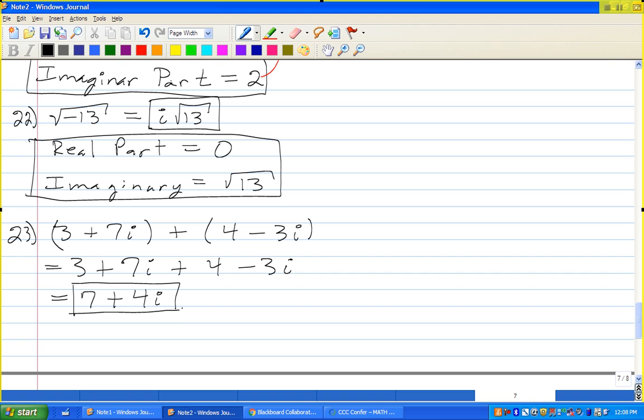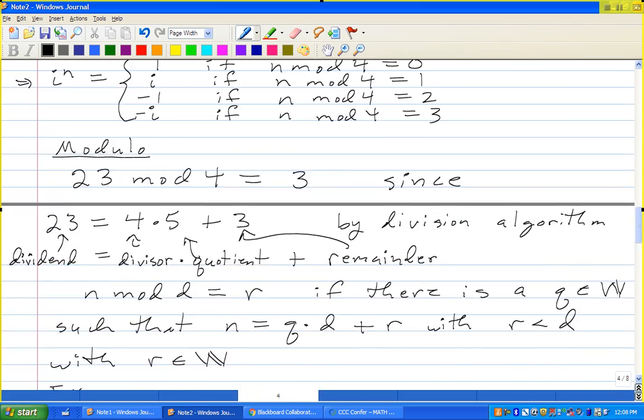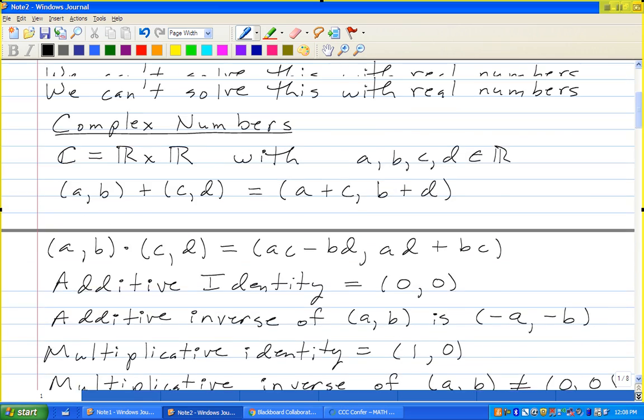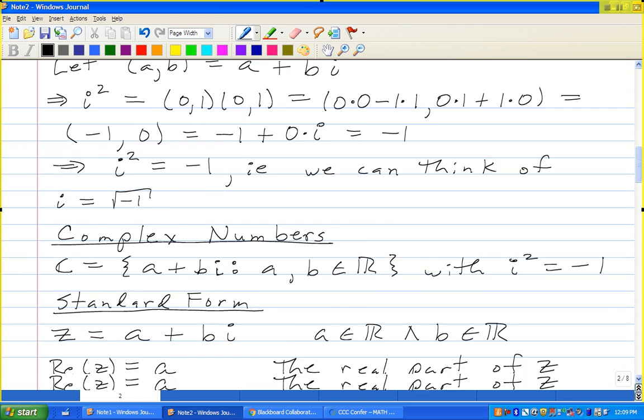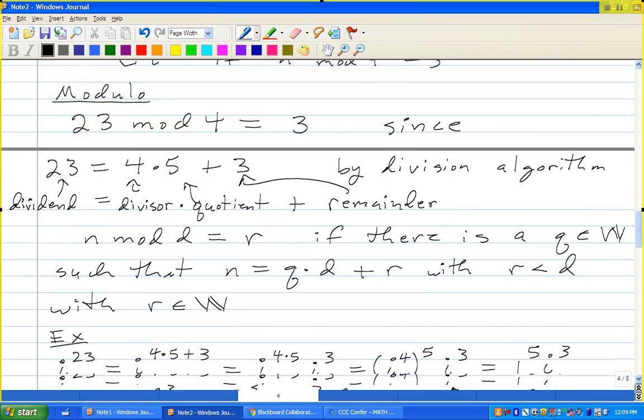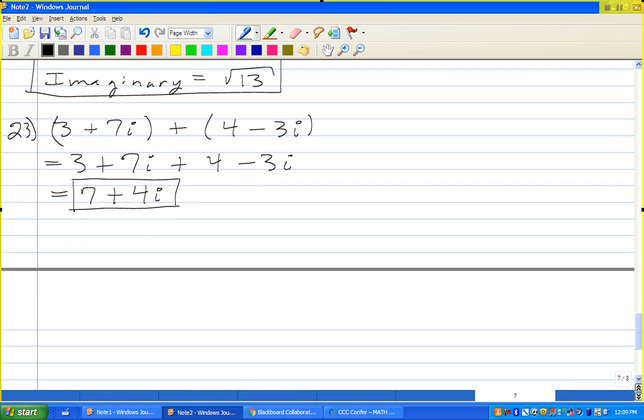Notice that I'm adding the real parts, adding the imaginary parts. So if you look back in our rather strange definitions from the beginning, what we did is to add two complex numbers. We added the real parts, we added the imaginary parts. And that's how that definition came about. It was just using that fact. Let's do another one. Let's do problem number 28.